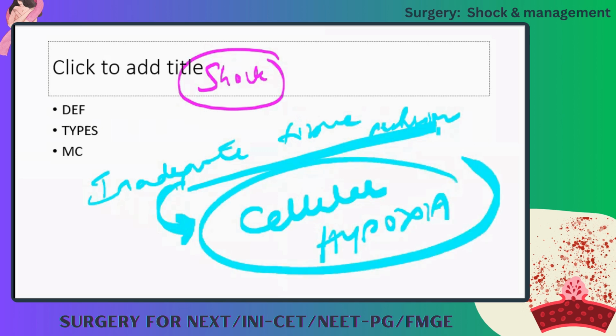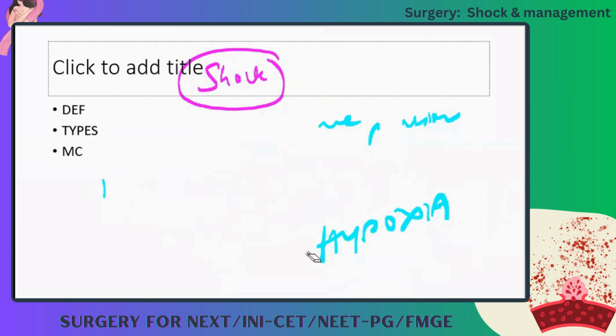It leads to cellular hypoxia. Okay, whatever you told is right. Inadequate tissue perfusion: the tissues are not adequately perfused with blood. That will lead to cellular hypoxia. The cell receives poor oxygen, poor oxygenation. Okay, so this is the basic definition. And what are the types?